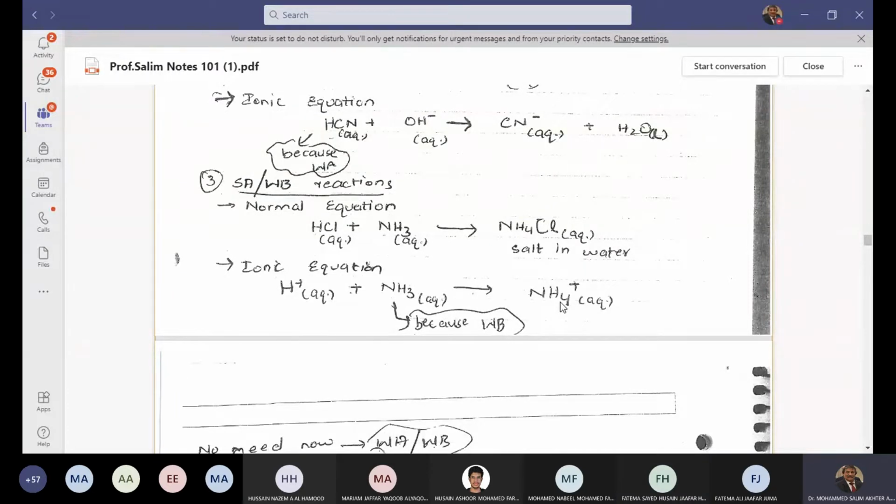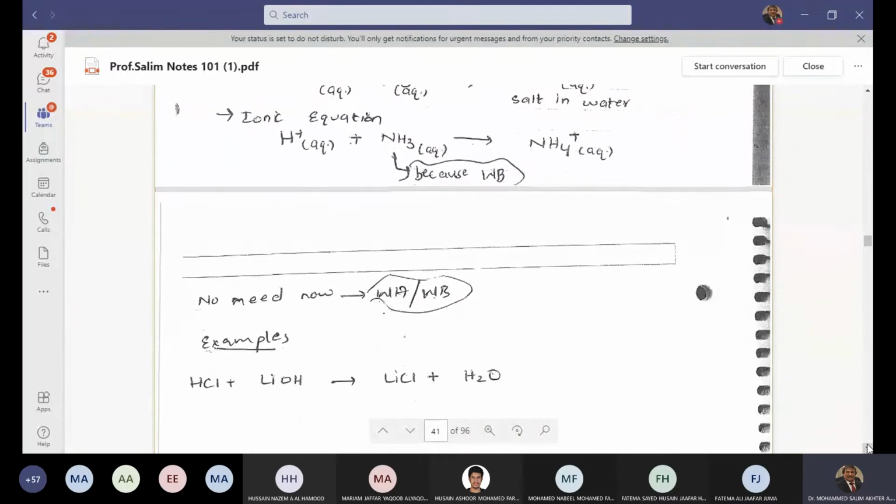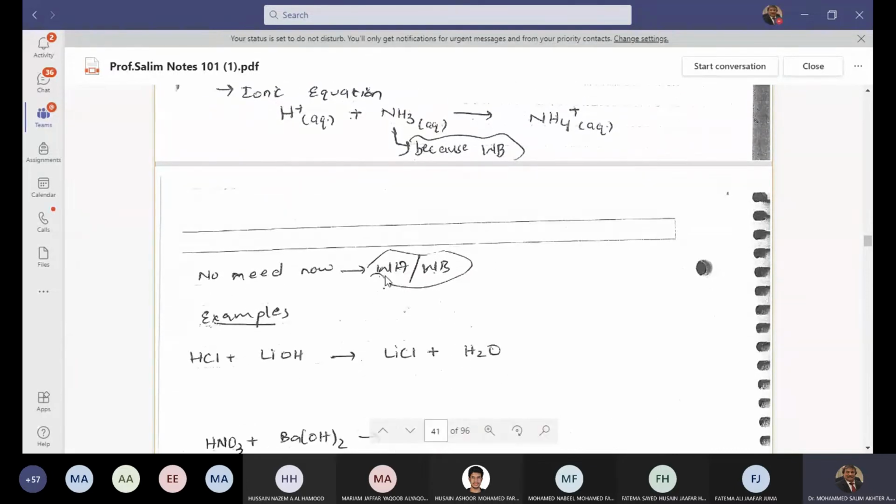So these are the three classifications I have given you, with the normal equation as well as the net ionic equation. As I told you before, we don't need weak acid, weak base. It is not included, so don't get confused.